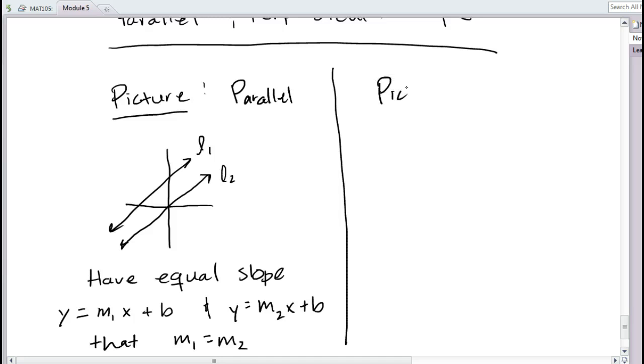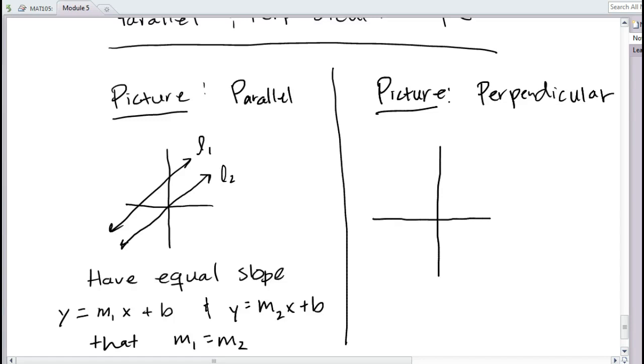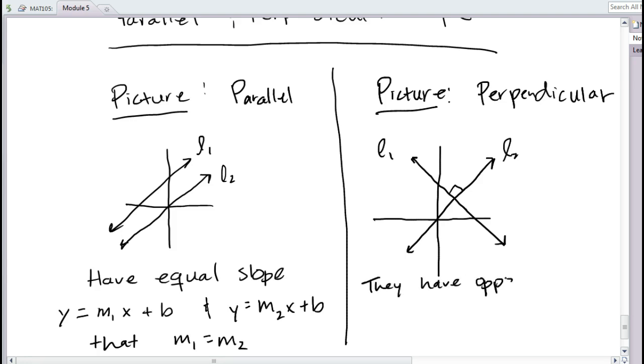The other one is perpendicular. And what perpendicular means is that your two lines are going to meet at a right angle. So say this is L1, and then L2 is perpendicular. So what that means is this forms a 90-degree angle. Then they have opposite reciprocal slopes.